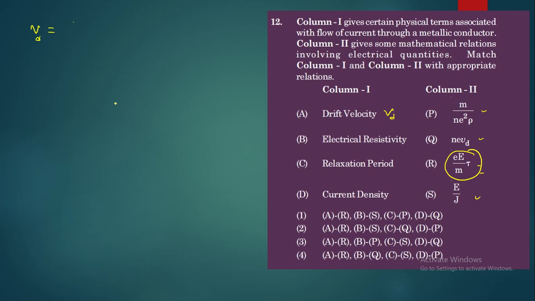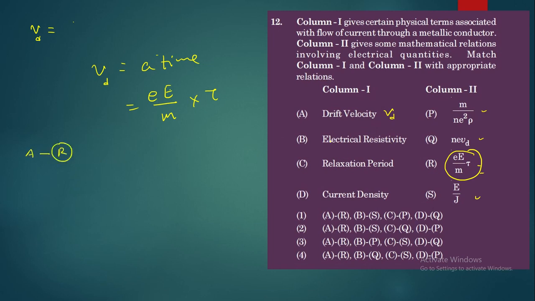How? Drift velocity is equal to acceleration multiplied by some time. Yes or no? Acceleration is electron charge multiplied by E divided by m. Force divided by m is acceleration and time is relaxation time. So this A corresponds to R.